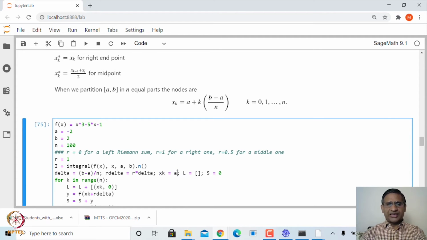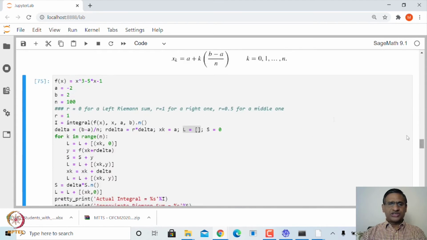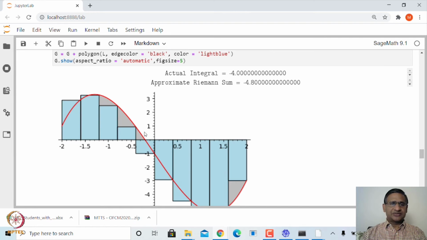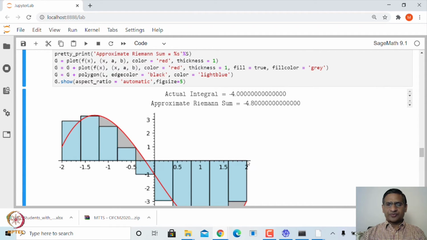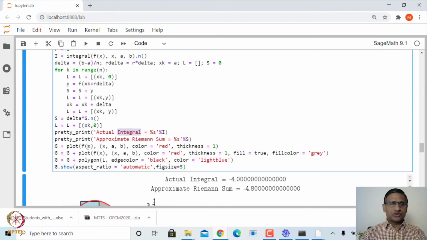xk stores the current point. Initially xk is a, and then this is the set of all the points, because you need to plot these rectangles. Let me first make it a small number of intervals, let us say 10. The way you plot these rectangles is, first you plot this point, then this point, then this point, and then you again go to the next point, and like this. So, you add all these rectangle vertices together, and at the end you also add this end point here, 2, 0 in this case, and then you plot this using what is called a polygon plot.